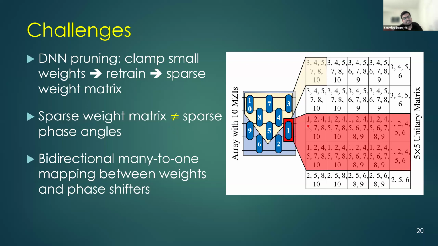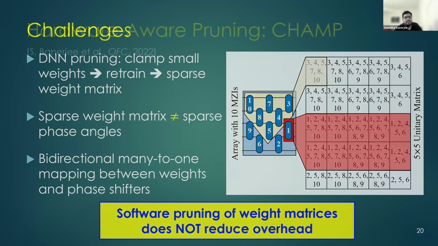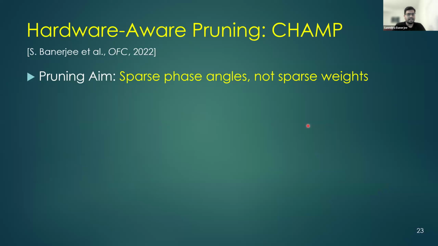So due to this bidirectional mapping, it's very difficult to prune our software weight matrices in a way that when we map them to hardware, they will remain sparse. So software pruning of weight matrices does not really reduce overhead here. For that, what we need to do is hardware-aware pruning. The pruning aim should be sparse phase angles and not sparse weights. We do not care so much about whether the weight matrices themselves are sparse, but we want, when these weight matrices are mapped to the hardware, the phase angles to be sparse.